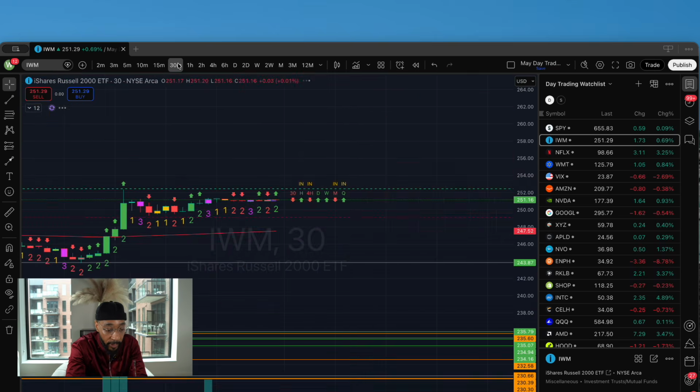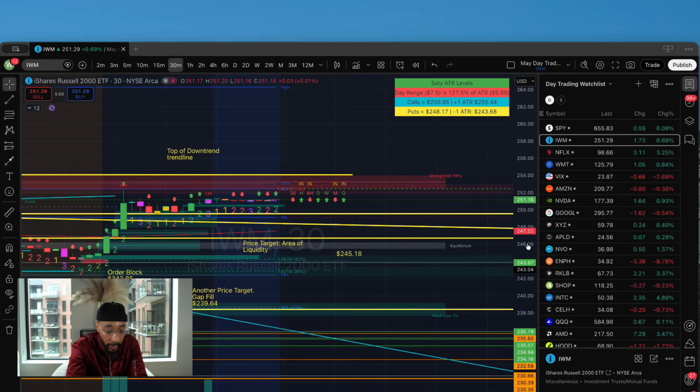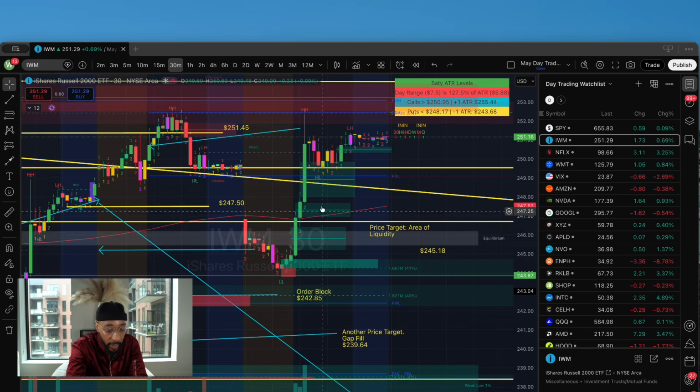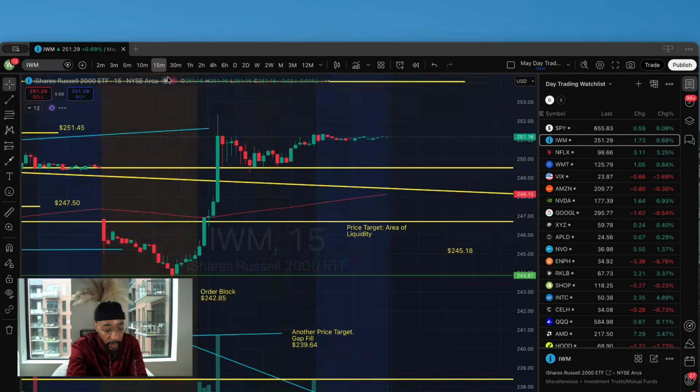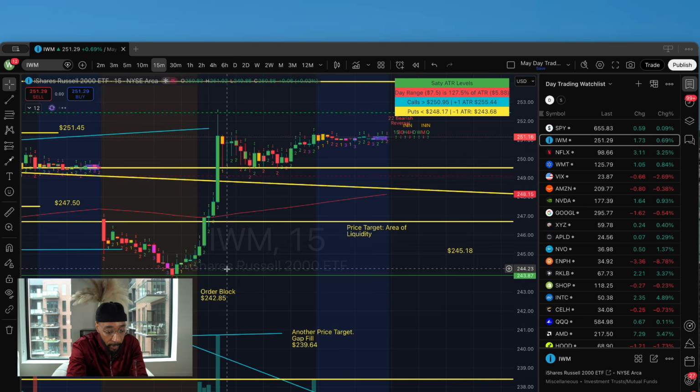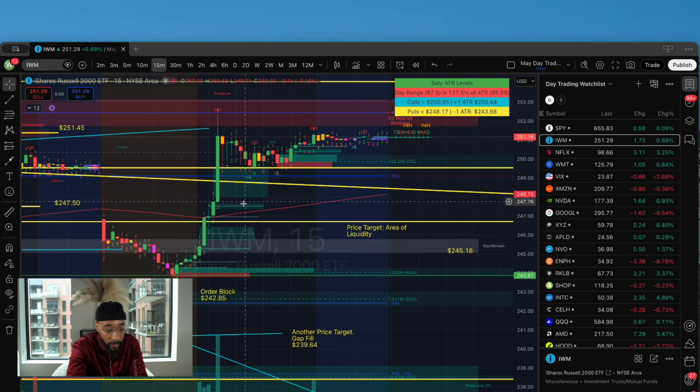Because look, on the 30-minute, I know on Friday, people got cooked to the downside. Why? Because they kept thinking that the stock was going down, down, down all day. But it wasn't, because we had all these buyers. These are all fair value gaps, back to back to back. Look at the 15-minute: buyers, buyers, buyers, buyers, buyers. This was not going to reject.